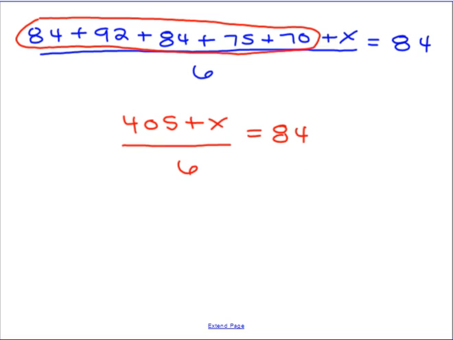All right, the next thing that we're going to do is we need to get rid of our denominator. So what we're going to do is multiply both sides by 6 to get rid of this denominator, because we have divided by 6 here, so we're going to multiply by 6 here. So these are going to cancel. We're going to bring down 405 plus x equals, and then we have 84 times 6, which is 504.